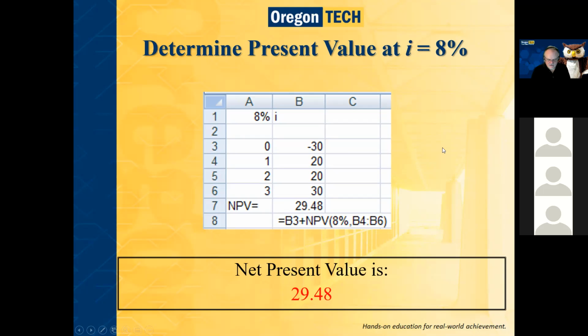Sounds good. It kind of makes sense to me. I understand the mathematics behind it. What I don't understand is the logic of when I would decide to use net present value.